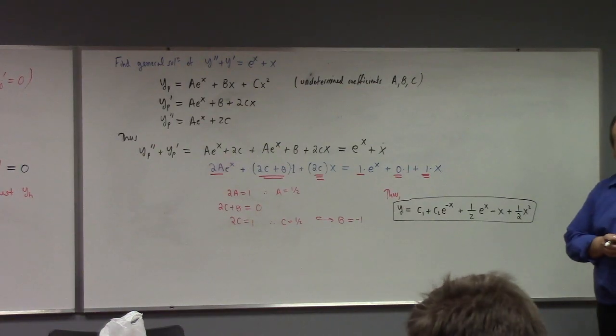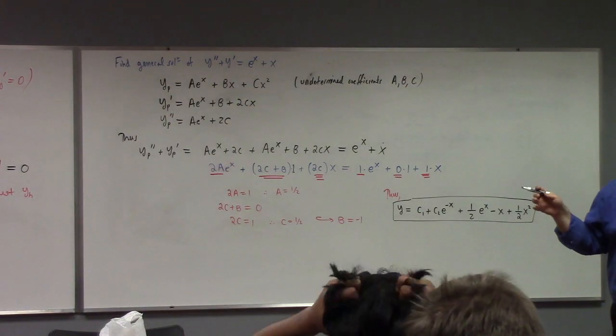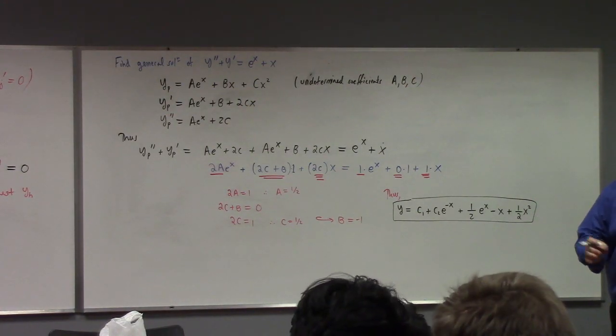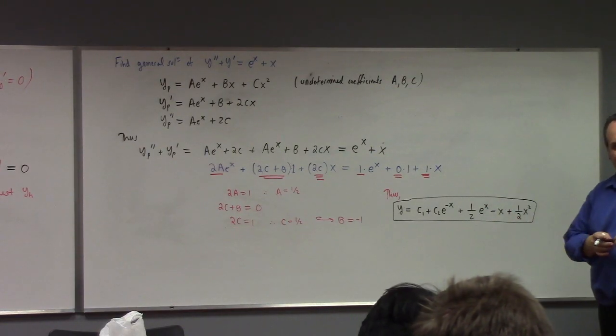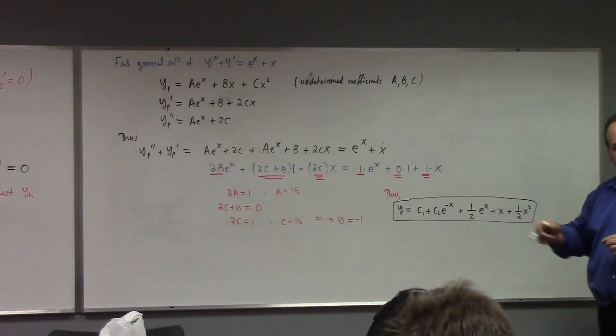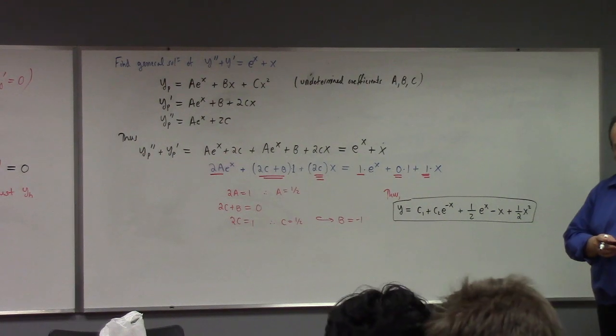A very popular mistake on the next test is to go through the trouble of constructing the correct form of the particular solution and just stop there and not do this. So you get like half credit because you didn't finish the problem. Don't do that.